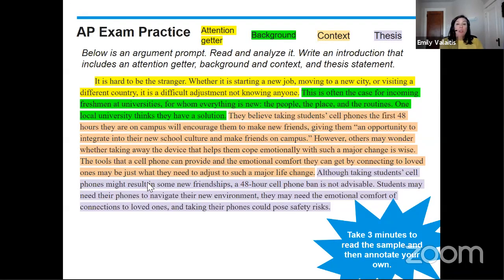3 minutes to read through this introduction and think about, why is this highlighted in yellow? Why is this highlighted in green? Where do I see the thesis? Why is it in 2 sentences? So, reading through the introduction with those color codes in mind.